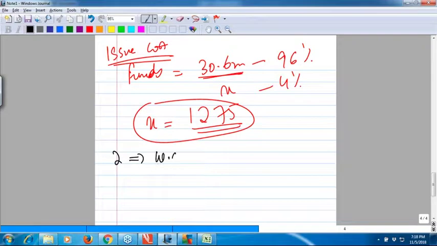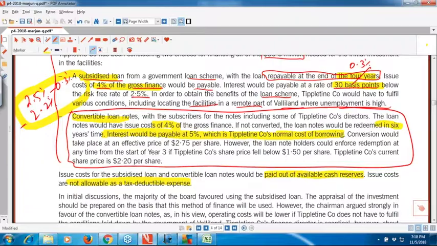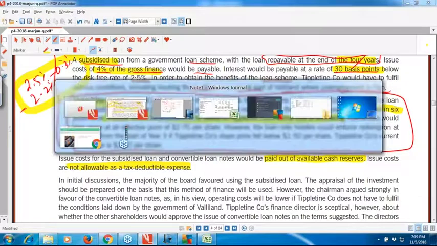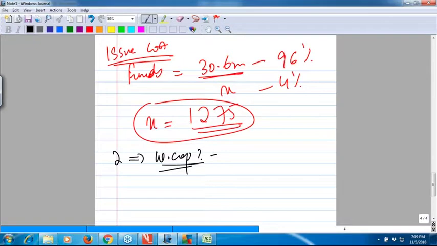Where is this working capital going to be financed from? As you see here, we are told the issue cost for the subsidized loan and convertible loan notes would be paid out of available cash reserves. So a better assumption is that the working capital is also paid out of the cash reserves that are available. That's a better approach.